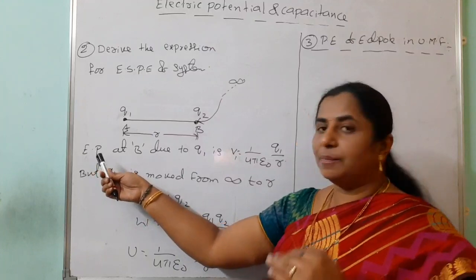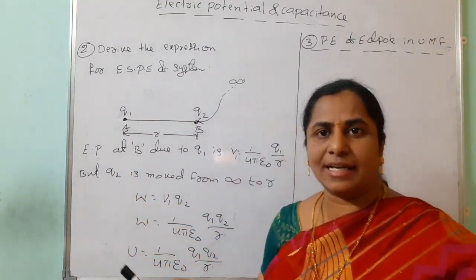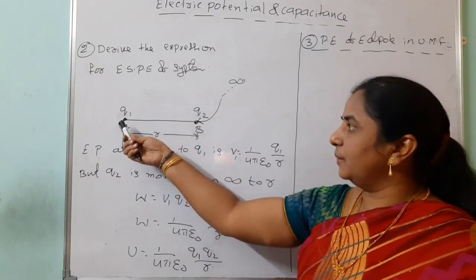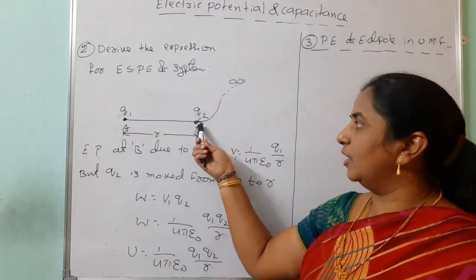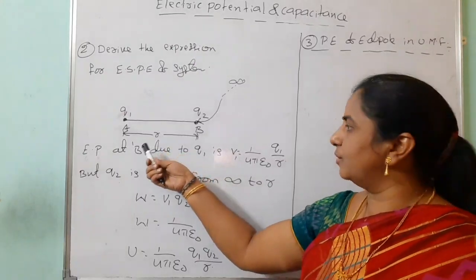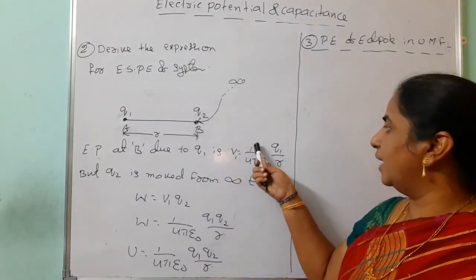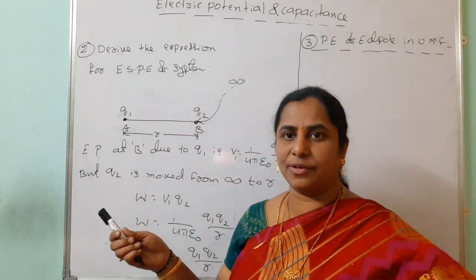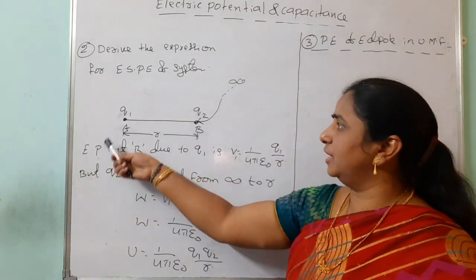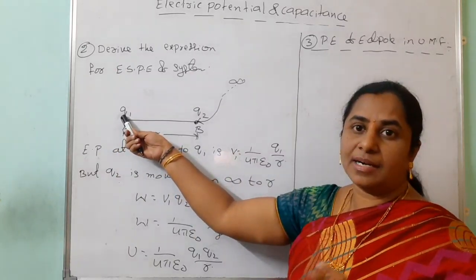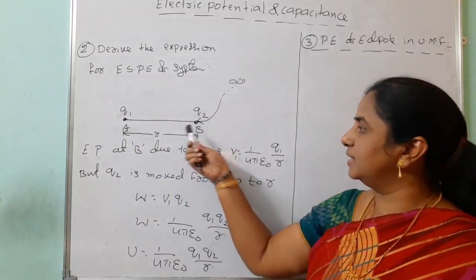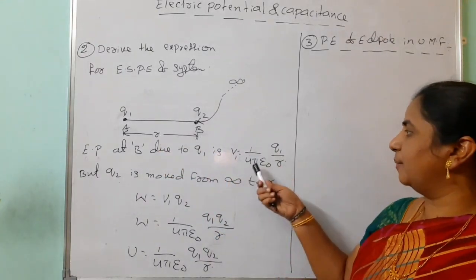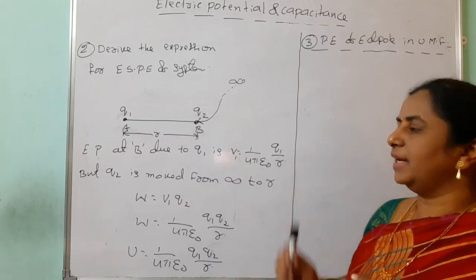Look here. In the previous question, you know the electric potential due to a point charge. What is the electric potential due to q1 at point B? How much distance is there? r is there. So we can write V1 equals 1 by 4 pi epsilon naught q1 by r. I am repeating this step. Electric potential due to q1, not at q1, at some distance, at distance r. The expression is V1 equals 1 by 4 pi epsilon naught q1 by r.